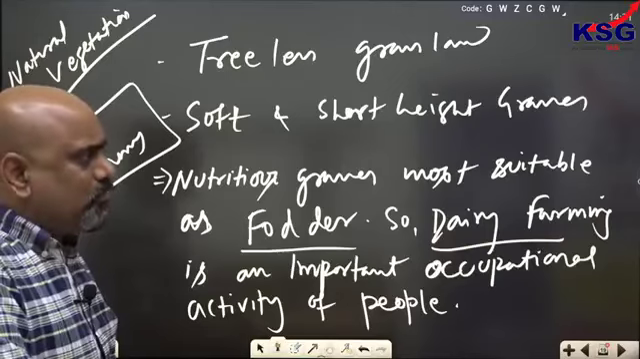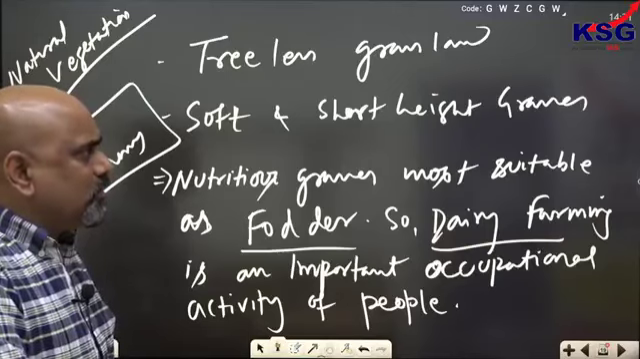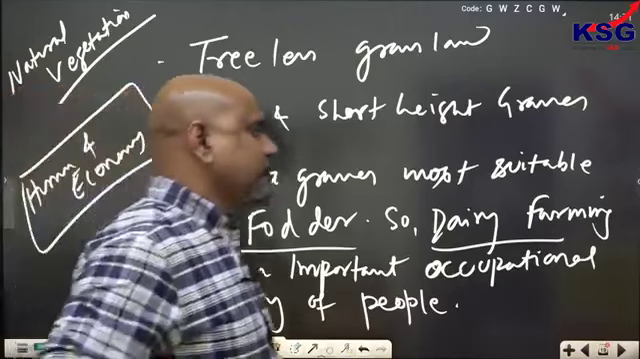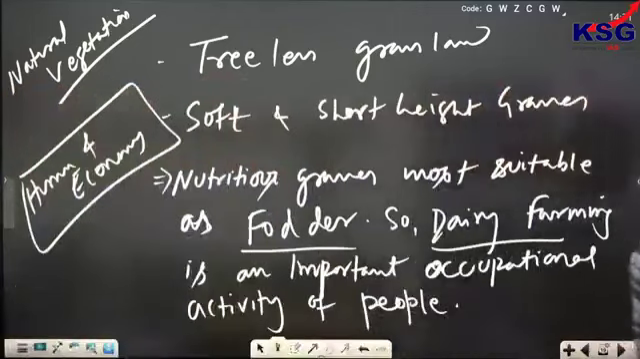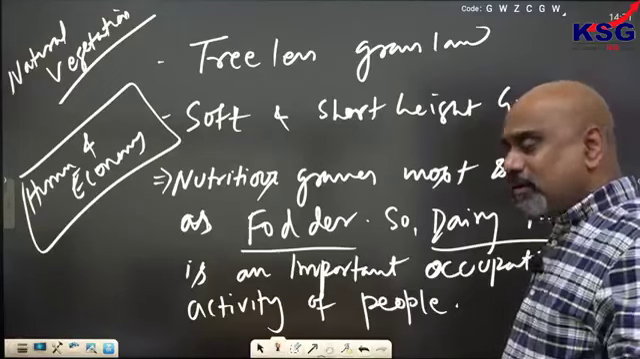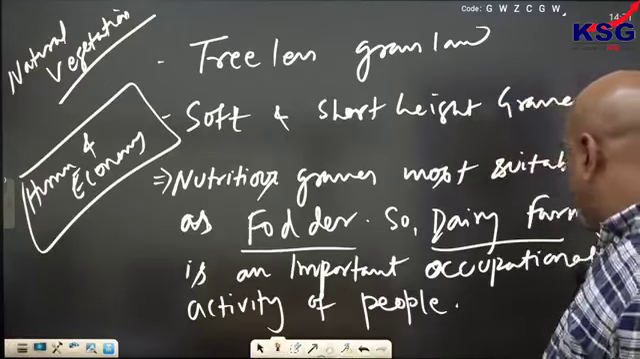I hope you got this. Dairy farming is the most important occupational activity of the people, I said. This is here and nowhere else you will find it. Of course there is the British climate where you have a bit of this, but what else?